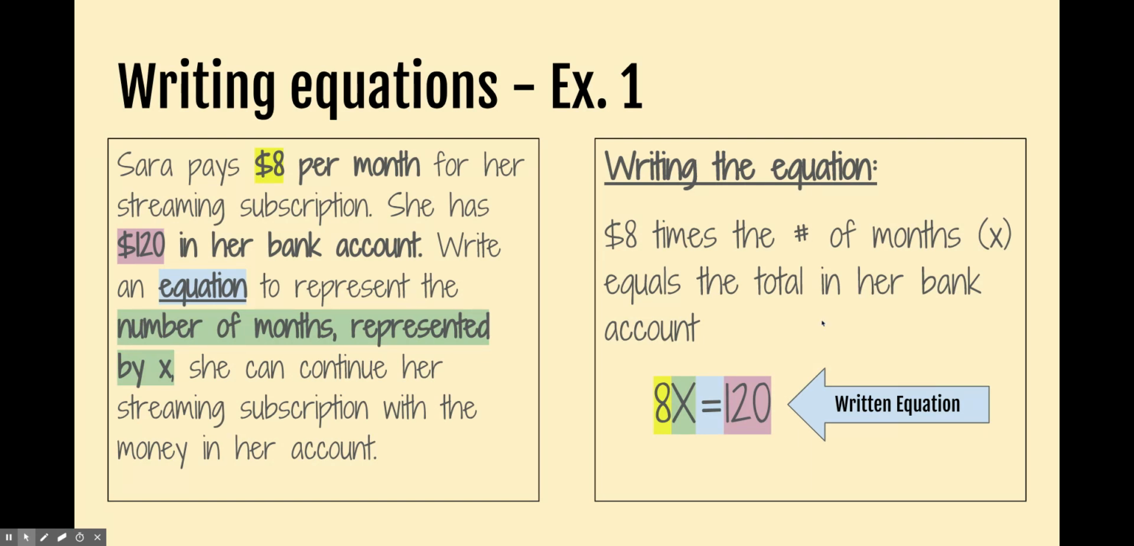So right now we're not worried so much about solving it. We're just writing the equation. We want to practice taking this word problem and translating it into an algebraic equation. So I just put 8 times X. X is the variable that represents the number of months, and I'm setting that equal to 120.